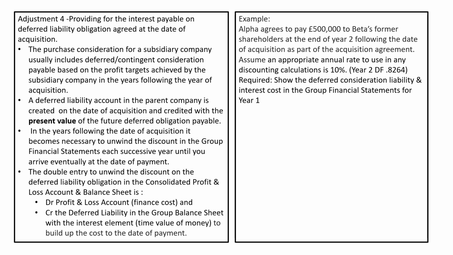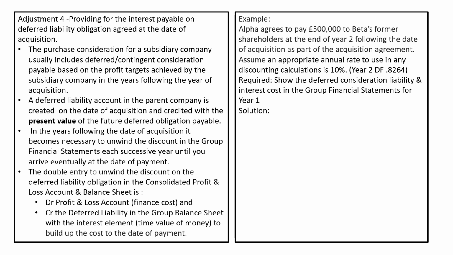Let's look at an example. Alpha agrees to pay £500,000 to Beta's former shareholders at the end of year 2 following the date of acquisition as part of the acquisition agreement. Assume an appropriate annual rate to use in any discount calculation is 10%. As we know the amount is going to be paid in year 2, the relevant discount factor for year 2 at 10% is 0.8264. Required, show the deferred consideration liability and interest costs in the group financial statements for year 1.